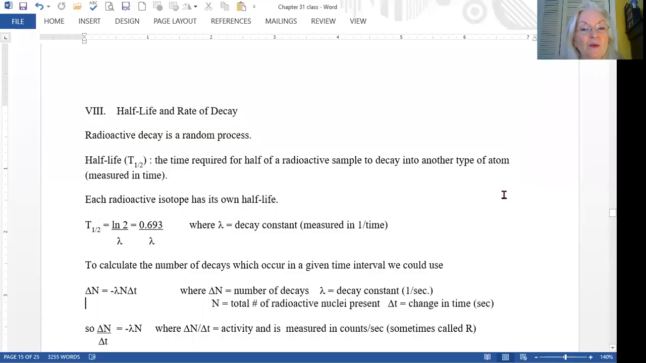Welcome back to our discussion of Chapter 31. This is the second video in the second part. So we're picking up with Section 8, which is on half-life and the rate of decay.